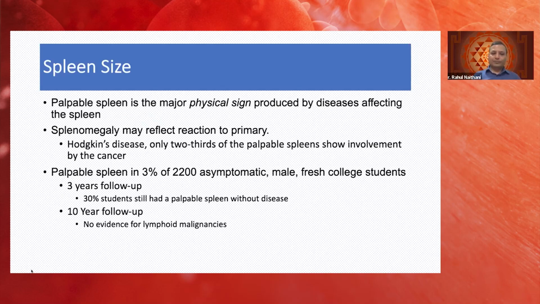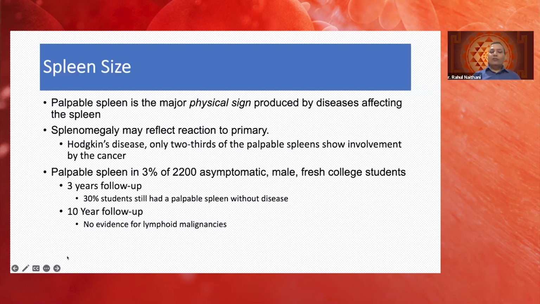Now, splenomegaly may be a part of the primary disease. Splenomegaly may also be a reaction to the primary disease. In older times, in Hodgkin's lymphoma, splenectomies were done for staging, and only one-third of those patients had Hodgkin's lymphoma. Two-thirds of the splenomegaly was reactive. So splenomegaly may not necessarily mean the primary site of illness.